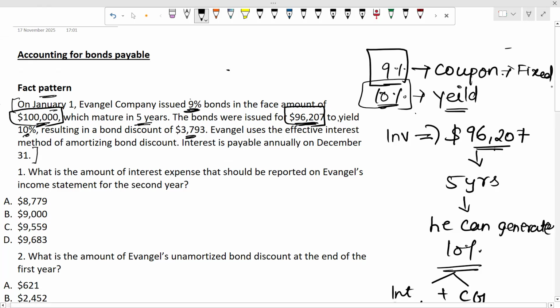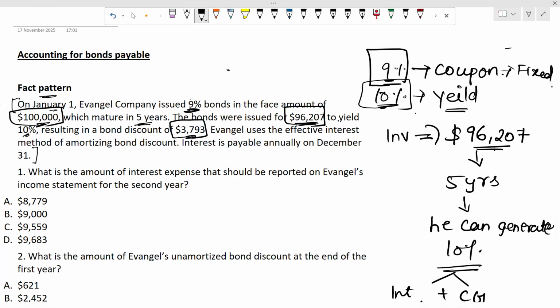So the company pays 9%, but that 9% is not the only cost for the company, because the company is receiving only $96,207 today, but after 5 years, they are going to pay $1 lakh. So it is a capital loss for the company. So capital loss for the company is $3793. Why? Because they are receiving 96,207 and after 5 years, they are going to repay 1 lakh.